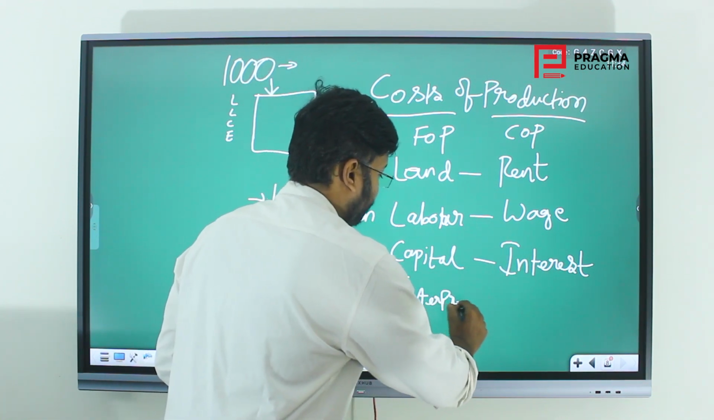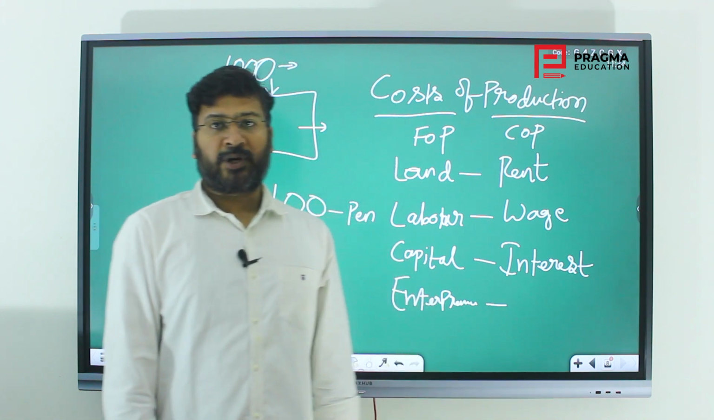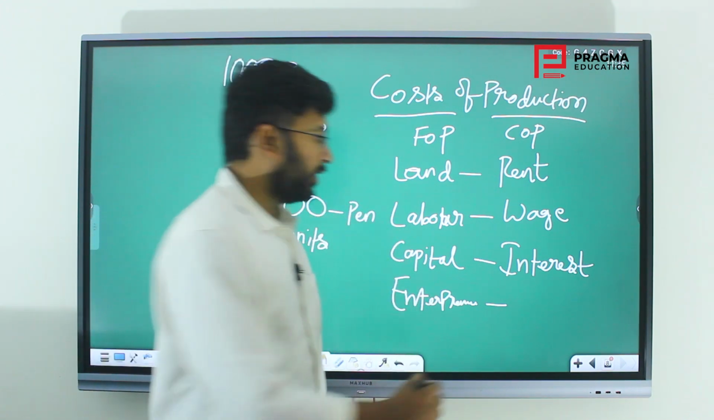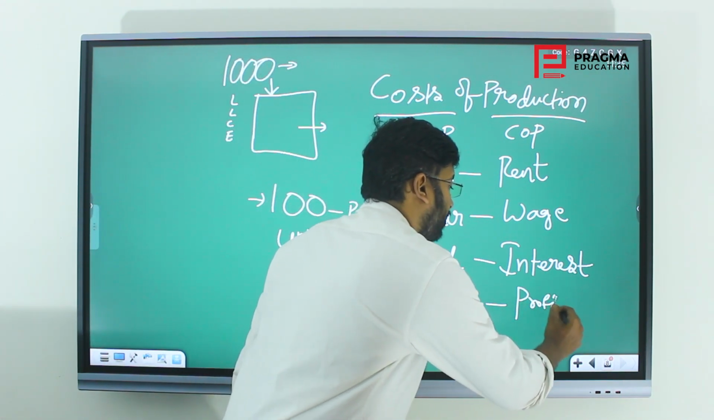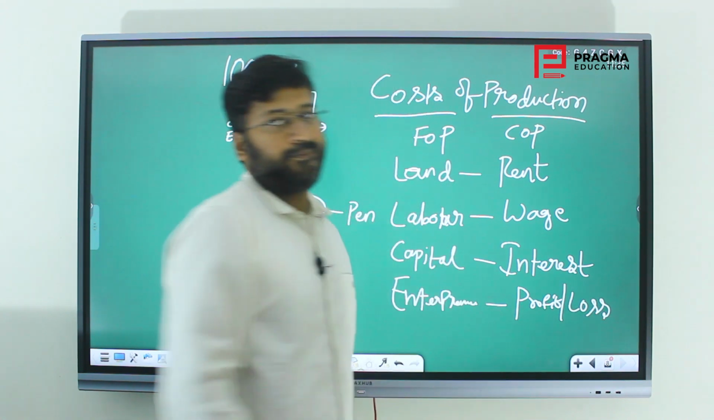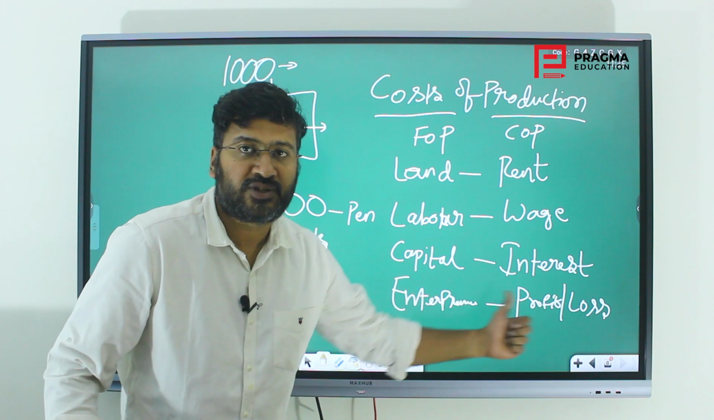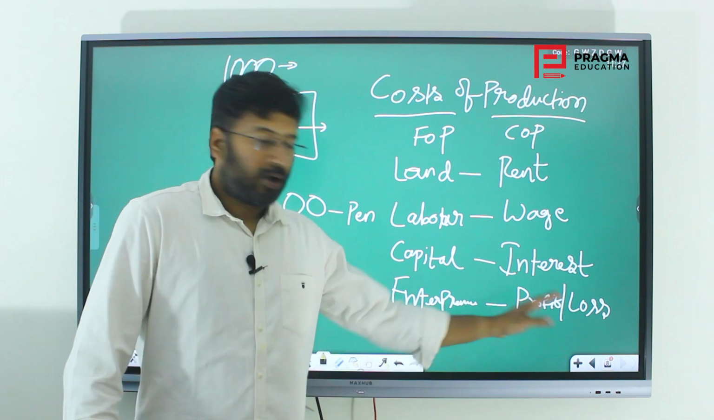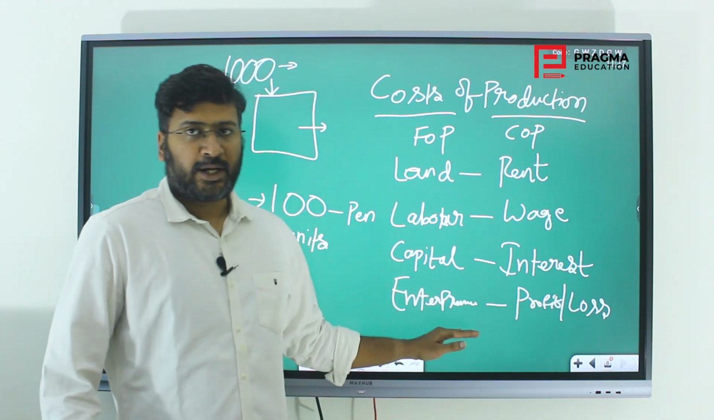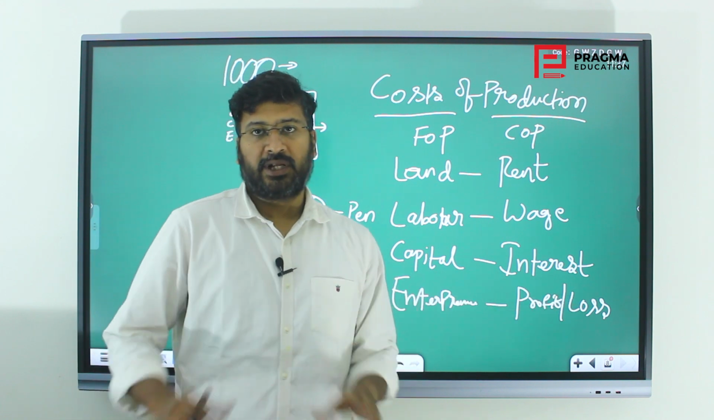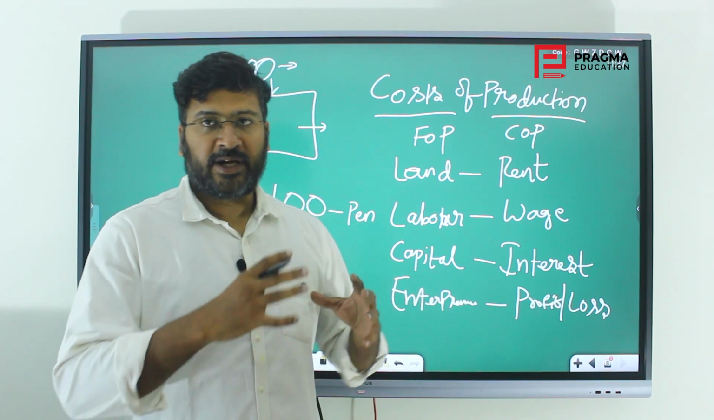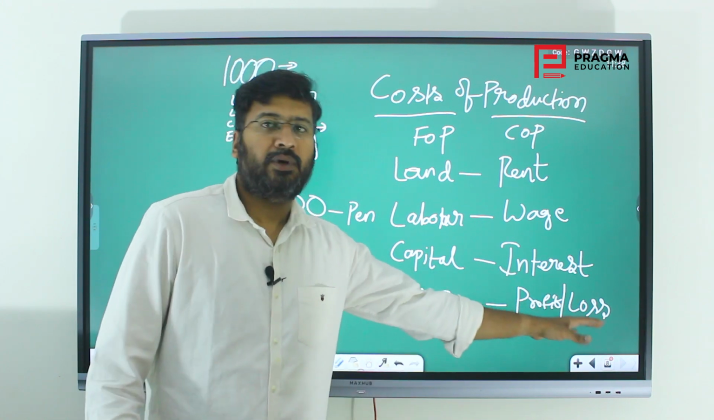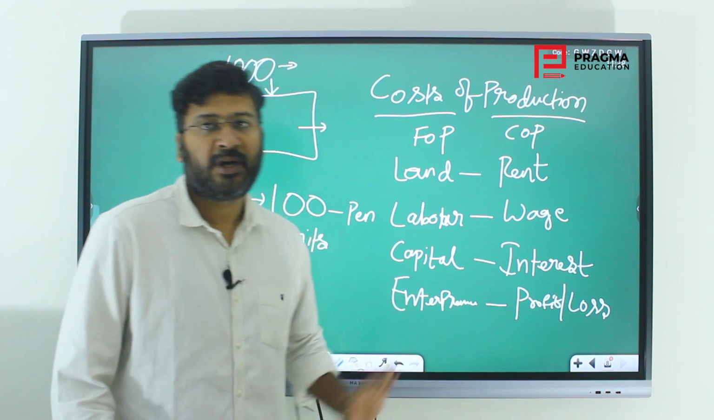Next, the last one is entrepreneurship. What is the cost of entrepreneurship? If somebody has an enterprising idea, they will implement it. So what is the cost of that production? It is profit or loss. The cost of production associated with the entrepreneurship factor is profit or loss. An entrepreneur will see whether his idea works and generates revenues, that is profit, or he can see his idea fail and incur losses.